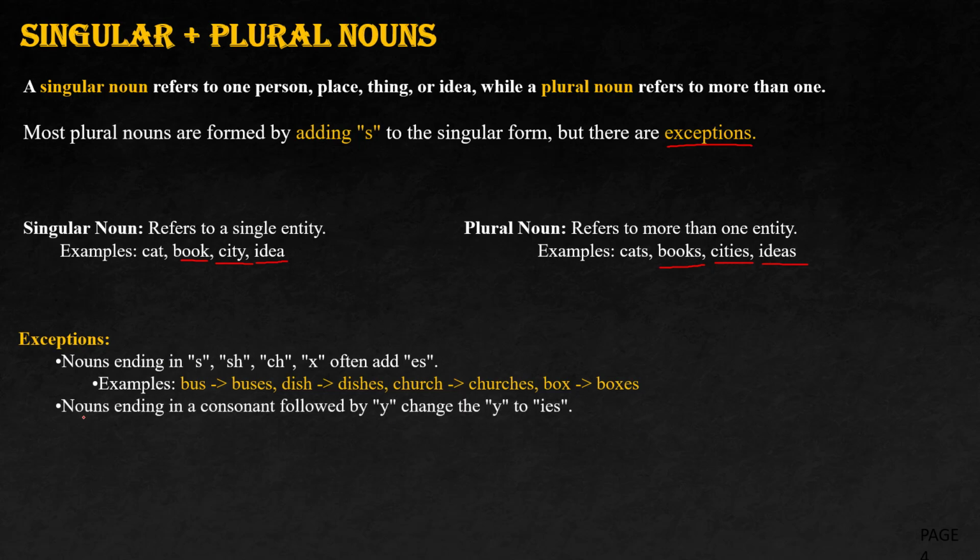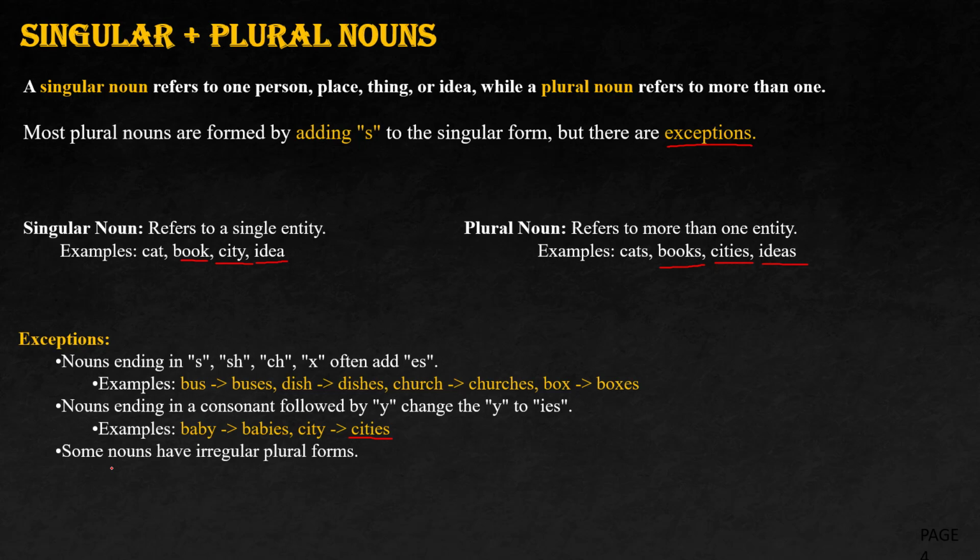Now, nouns ending in a consonant followed by y change to ies. Example, baby, babies. Y is replaced by ies here. City, cities.